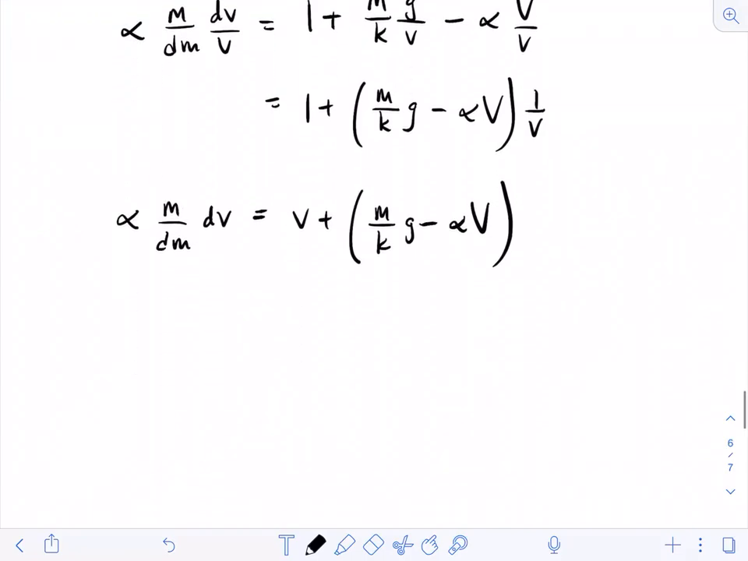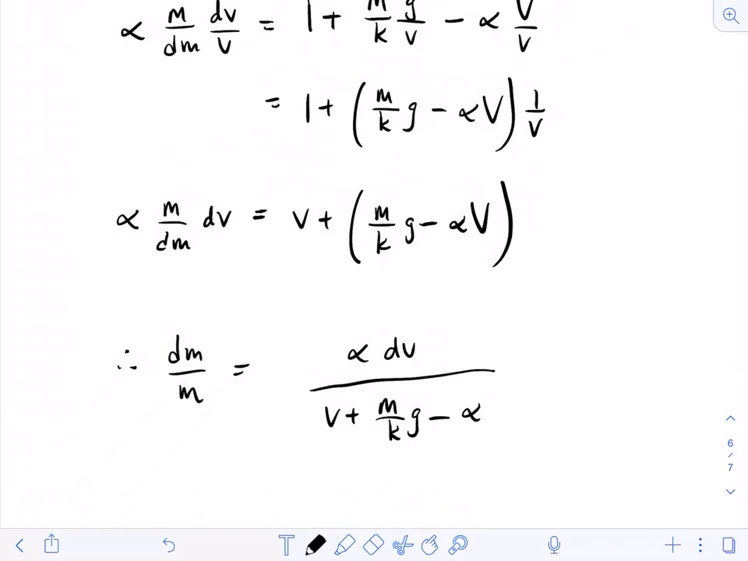And so finally what we could do is we could say therefore what? Let's solve for dm over m. So we multiply by dm over m, and then we divide by everything that's on the right hand side. And so we would be left with alpha dv divided by v plus m over k times g minus alpha v.